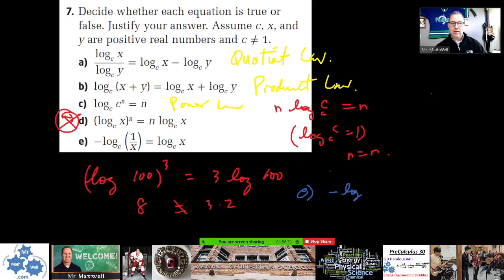Negative log of, let's say, 1 over 10, base 10. So what is that? That's equal to 10 to the power of what? That's negative 1. Well, what is log of 10? Well, that's clearly positive 1. Oh, negative 1. Oh, here we go. Negative 1. So they are equal. Okay, so that could be true. You might want to try some other ones and then make your statement there.